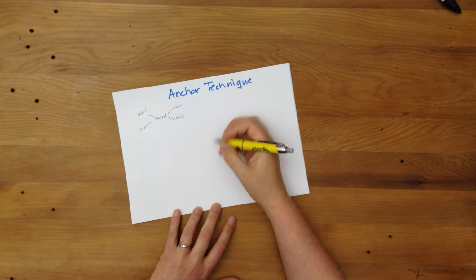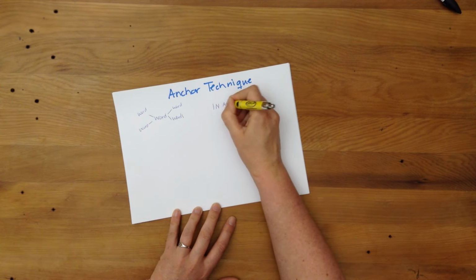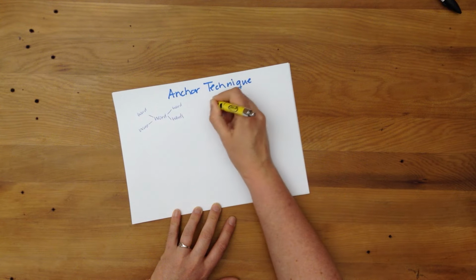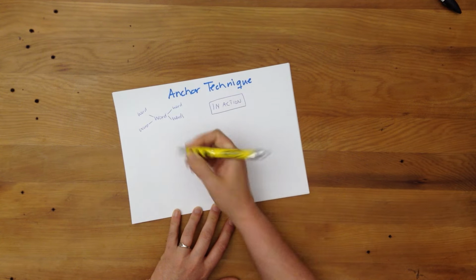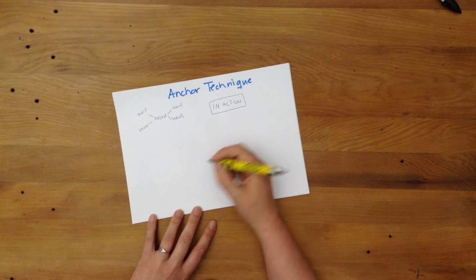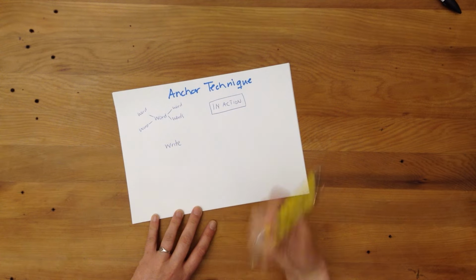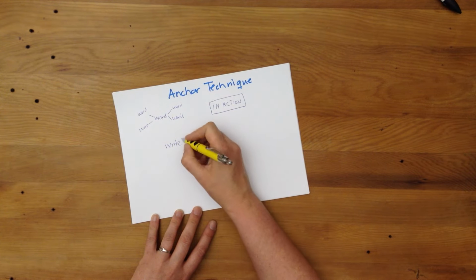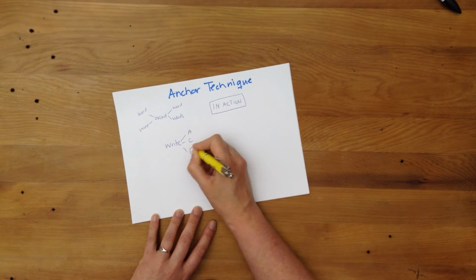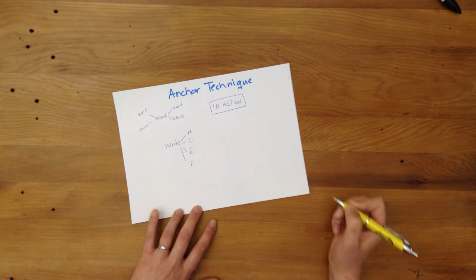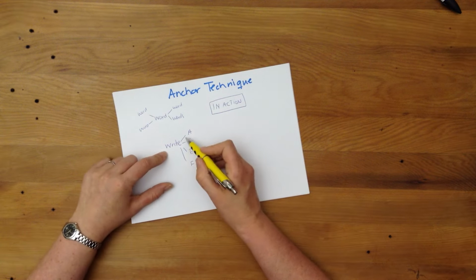So when I'm playing, and I always do this in action because I want children to see what's happening, I'll pick a word. So let's say I'm going to pick a word like "write." I have a young boy who loves the alphabet. So I can take the word write and I could be like, write A, write C, write E, write F. And those links are there.